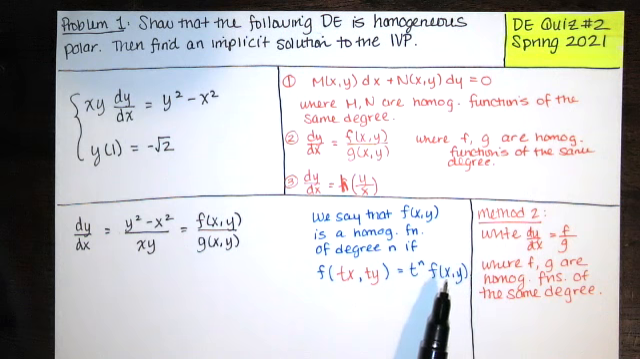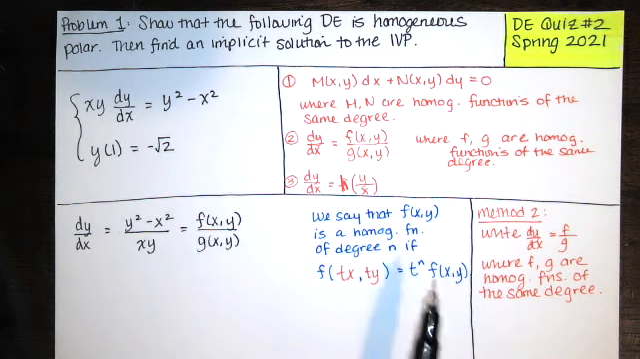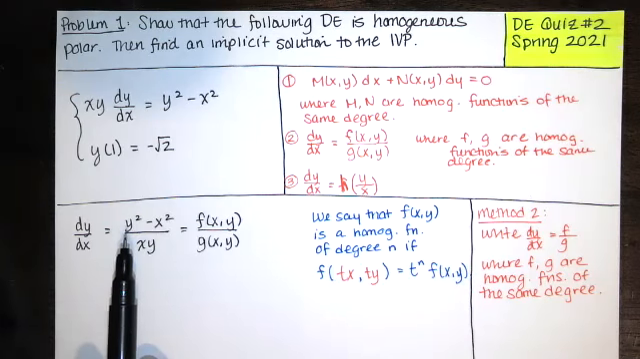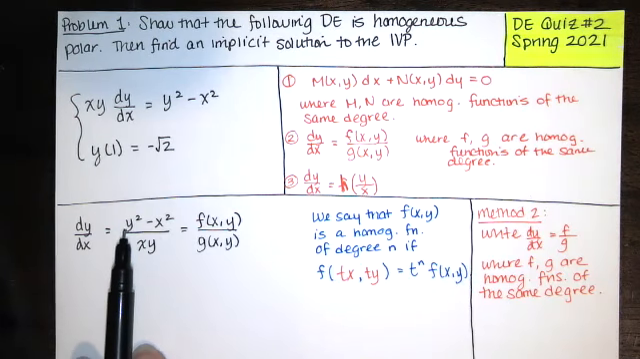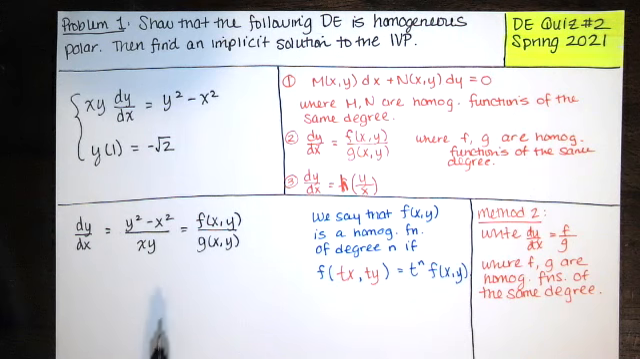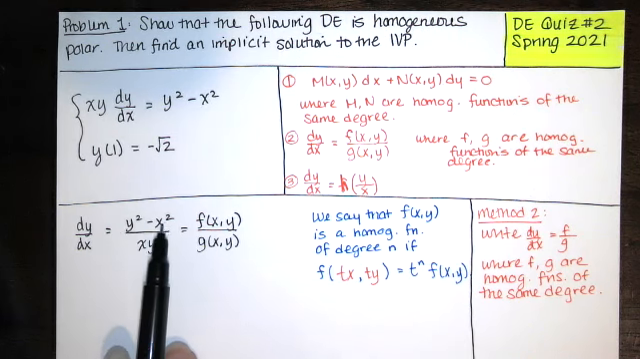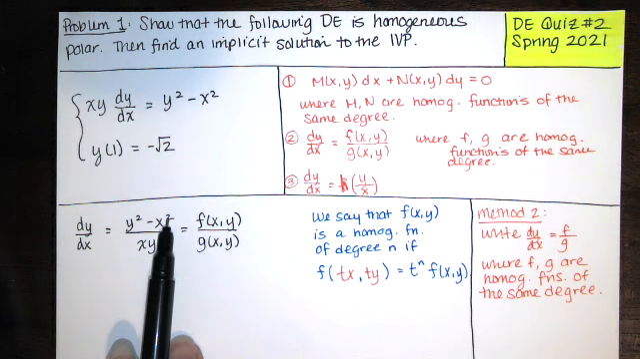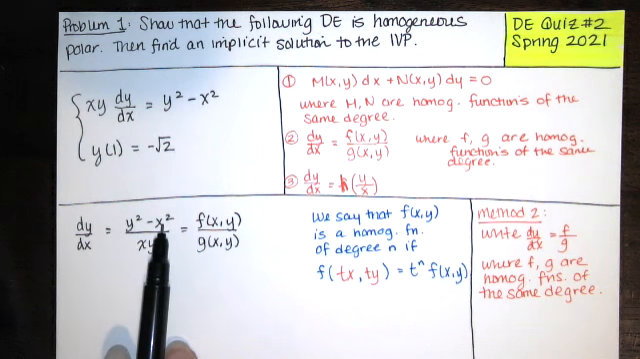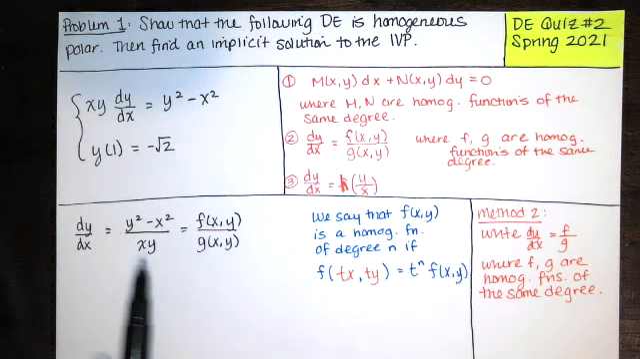And when you're dealing with polynomial functions, it's usually really easy to tell if you have a homogeneous function of a certain degree. You just look at the degree of the terms in the polynomials in the numerator and the polynomials in the denominator. That's a degree 2 term because the exponent is 2. That's a degree 2 term because the exponent's 2. So this is a degree 2 polynomial. Since all of the terms are degree 2, this is going to be a homogeneous function of degree 2.